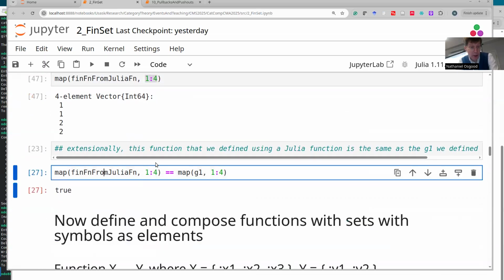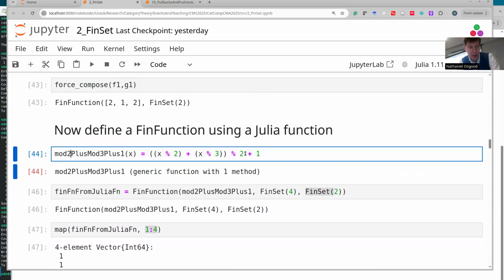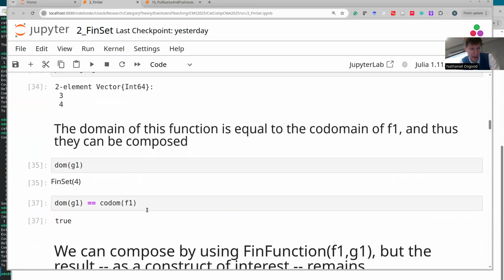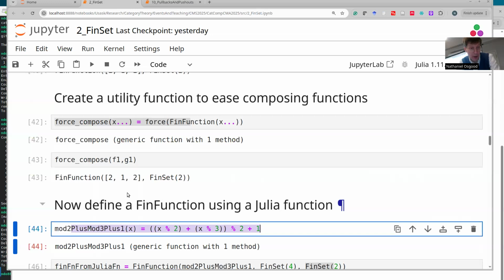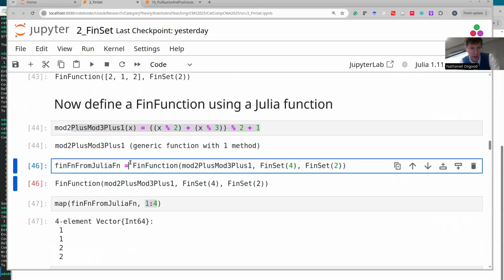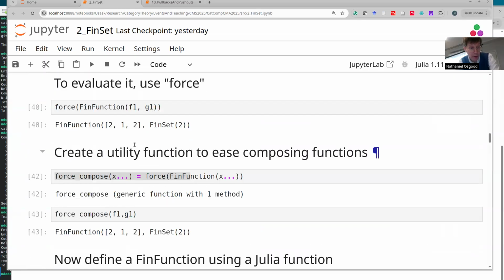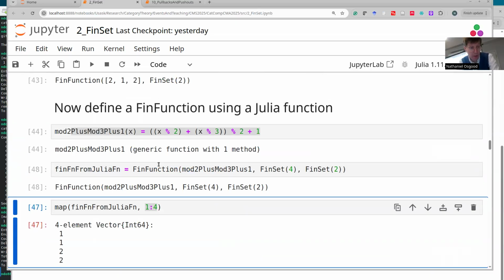You may note that this function that came from this thing is, extensionally, the same as what I defined manually earlier. That was just showing that you can arrive at the same function by hard coding it or by characterizing a Julia function that we say to treat as a fin function.